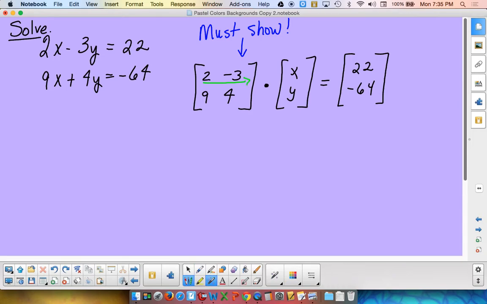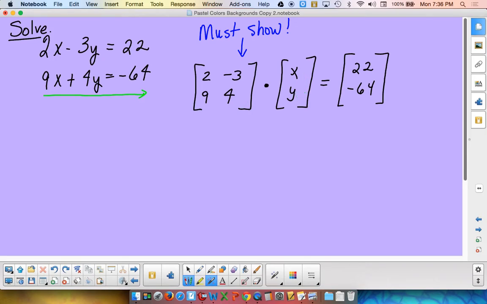If you take the row times the column, that's going to be 2x plus negative 3y, and it's going to equal the number on top, which is 22. If you'll notice, that's the exact equation we had up here: 2x minus 3y equals 22. If I do the same thing with the second row times the column, I'm going to get 9x plus 4y equals negative 64. It's a recreation of that equation, only in matrix form.